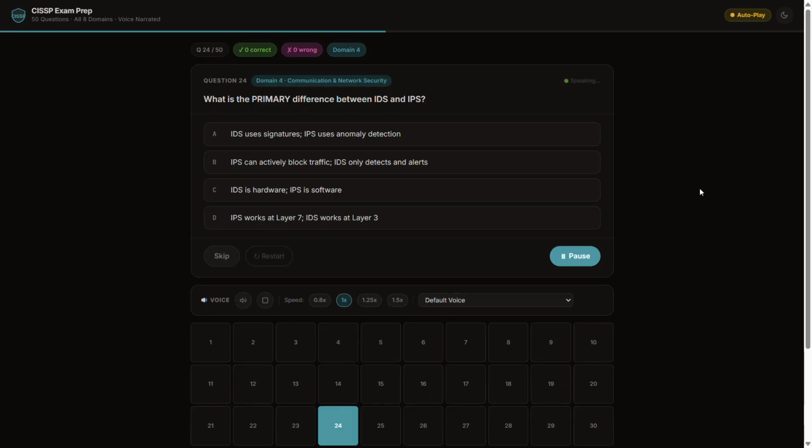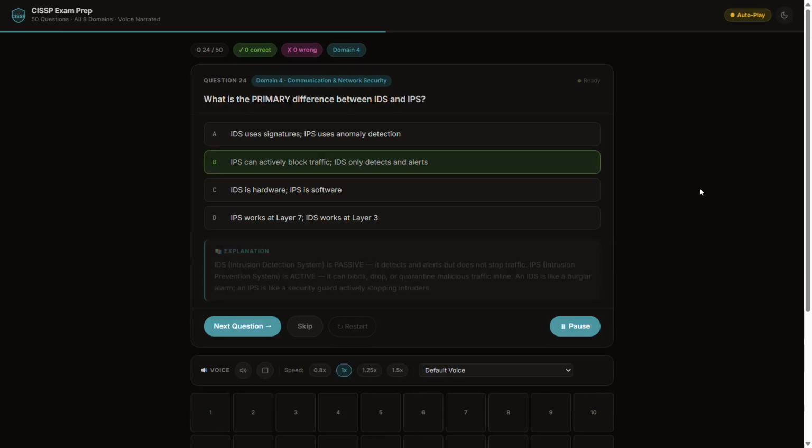Question 24. What is the primary difference between IDS and IPS? Options: A. IDS uses signatures, IPS uses anomaly detection. B. IPS can actively block traffic, IDS only detects and alerts. C. IDS is hardware, IPS is software. D. IPS works at Layer 7, IDS works at Layer 3.